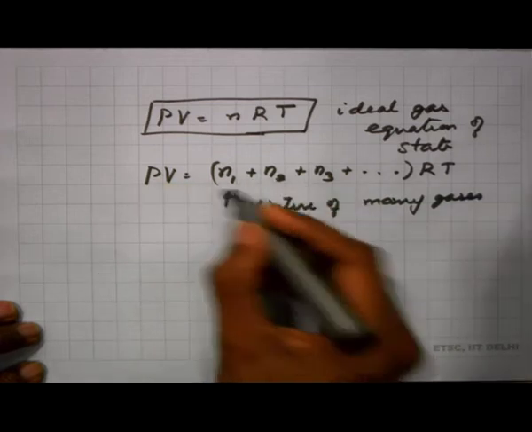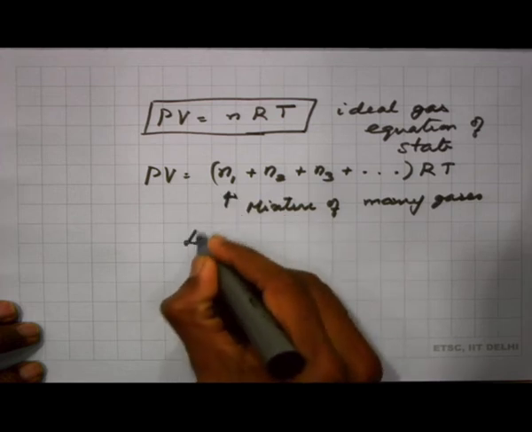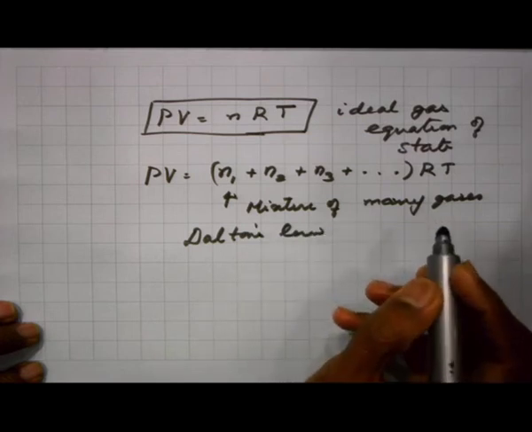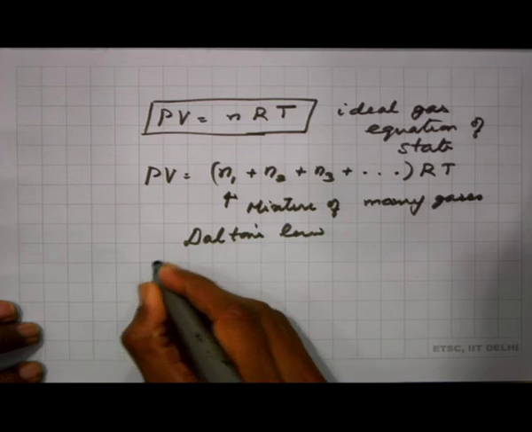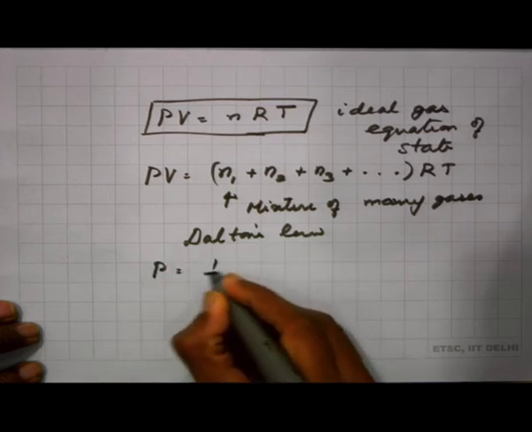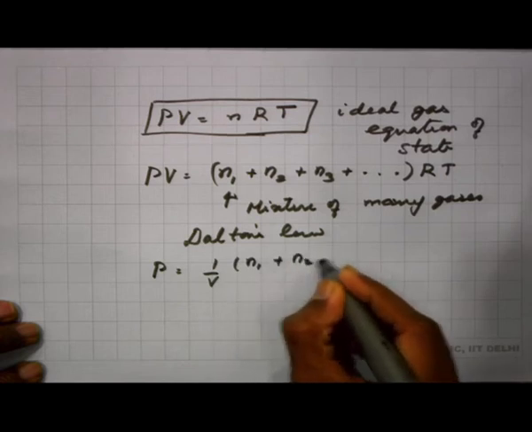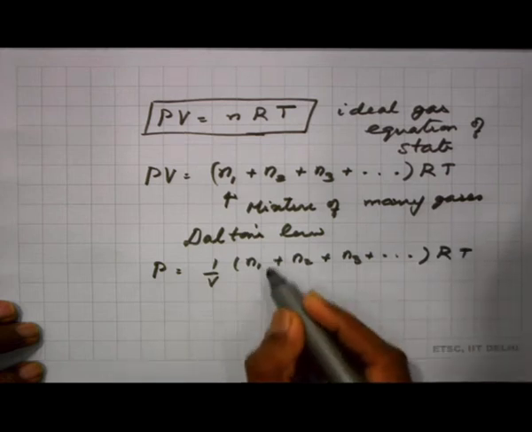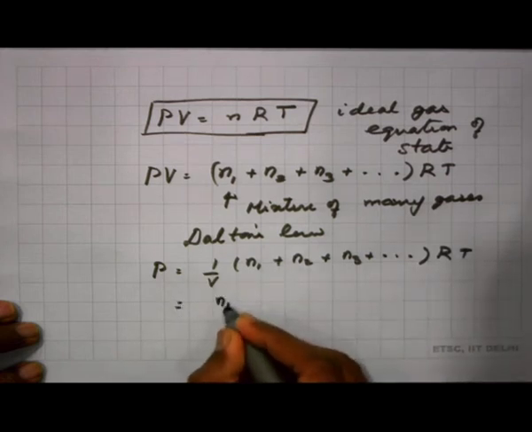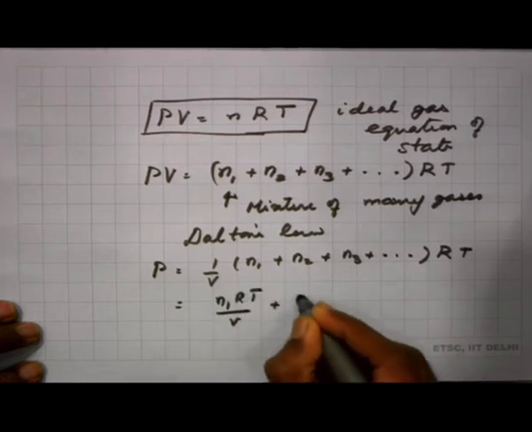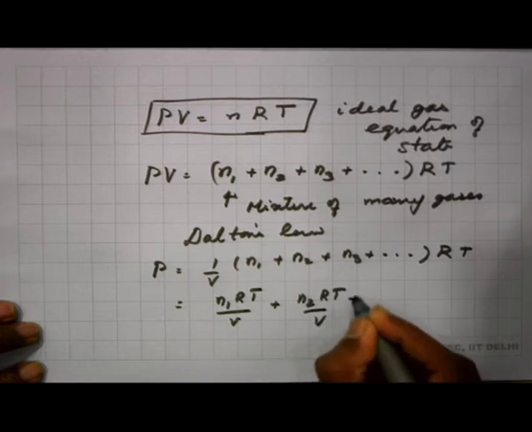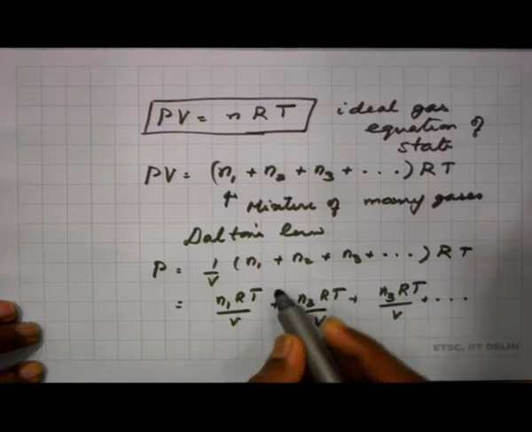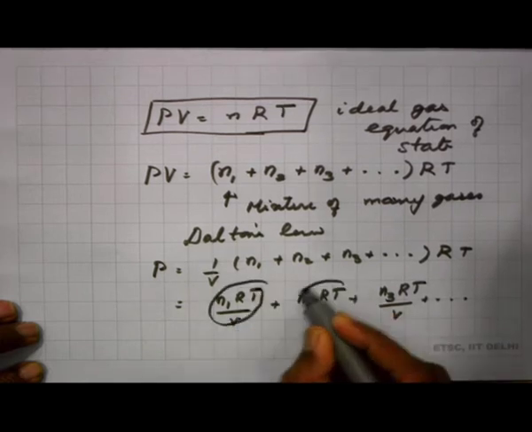And this thing here is nothing but Dalton's law. So, if I rewrite this a little bit, you could say that P is equal to 1 over V (n1 plus n2 plus n3 plus dot dot dot) RT, and each of these contributions, n1RT over V plus n2RT over V plus n3RT over V, and so on, is the contribution from each one of the gases in the mixture.